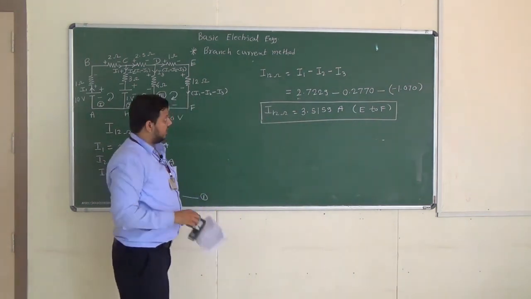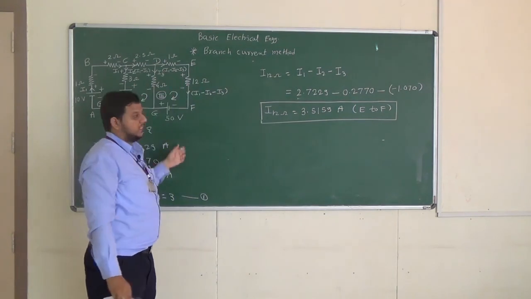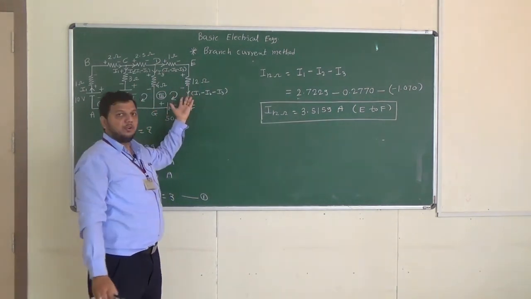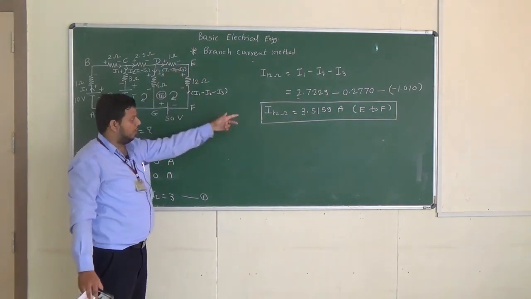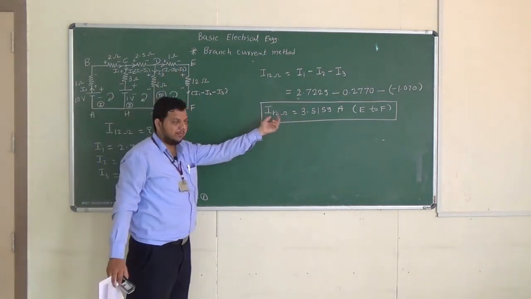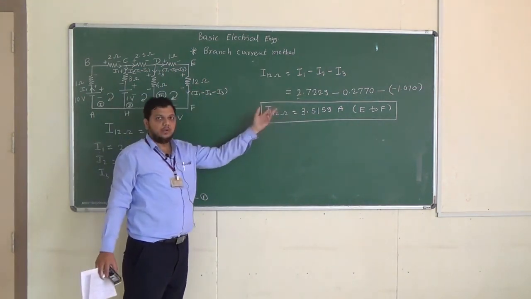So by using this particular method, which is called the branch current method, and following these 6 steps, we can determine any unknown quantity. Suppose you want to determine the voltage across 12 ohm, only one thing we have to do: we have already determined the current, multiplied by the resistance. So 12 into this term, that will be the voltage.